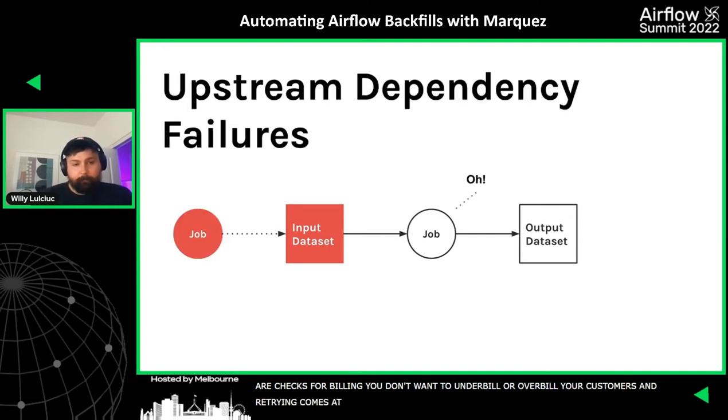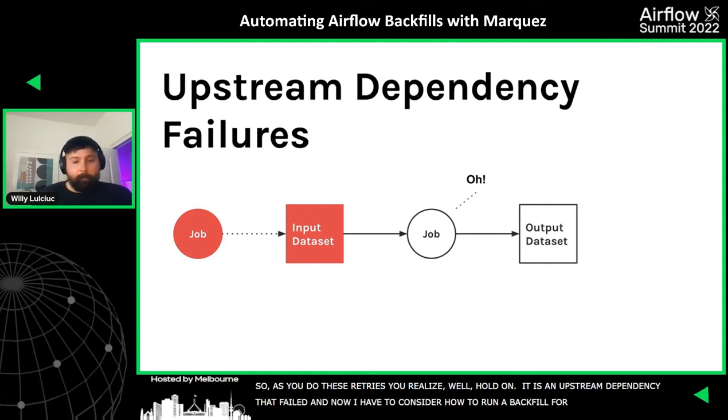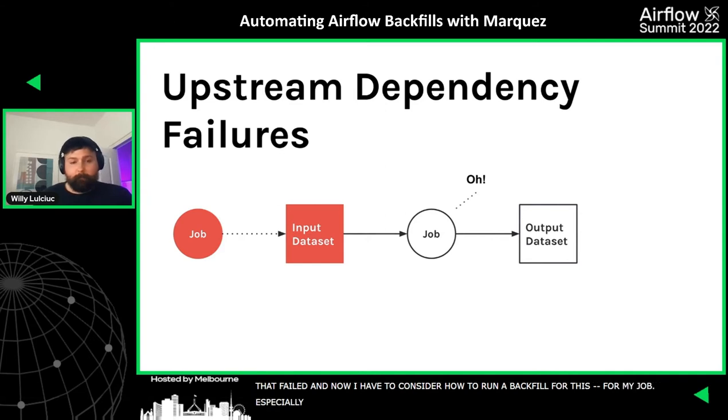Unless your SQL is designed in a way that it can be, or just the job logic itself. So as you do these retries, you realize, well, hold on, it was an upstream dependency that failed. And now I need to consider, how do I run a backfill for my job? Especially because, let's say I haven't been processing data for a few hours, because it wasn't obvious who owned the data set, and also when it changed and what type of change it was.